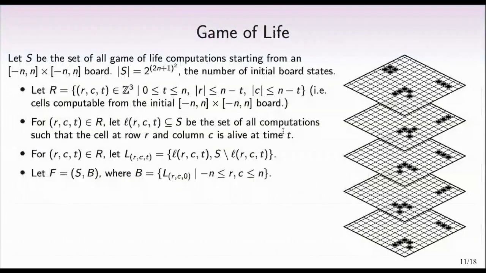Game of life. So consider S the set of all game of life computations. I'm going to do some tricks to make things finite that aren't that important. So we're going to start with a negative n to n by negative n to n board. And then we're going to push forward the computation in the game of life, starting from this initial board. And we're only going to look at the cells that are uniquely determined by the initial board. So we'll only go so far into the future, and the board will shrink over time. I don't need to worry about that too much.